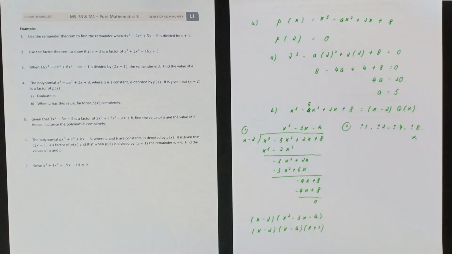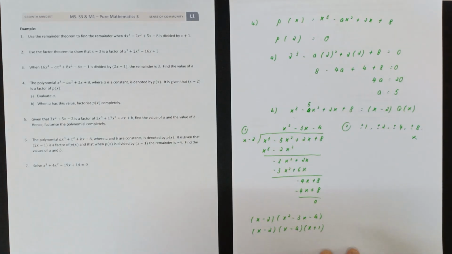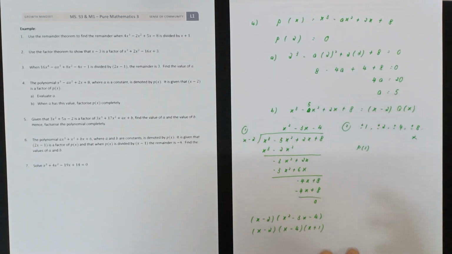So now I will need to do trial and error. So for example, if I say that maybe x minus 1 is one of the factors, so meaning that when I do my P(1), I should be able to get 0.